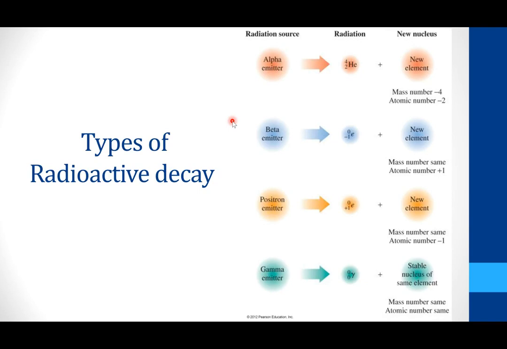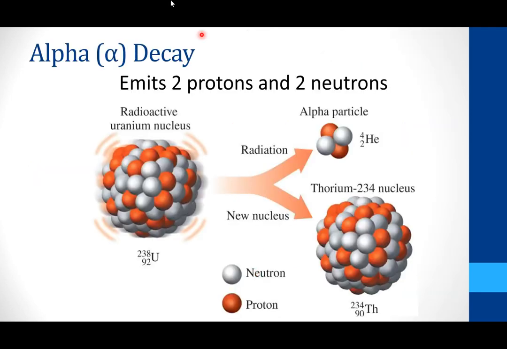There are going to be 4 types of radioactive decay or radiation that we talk about. This is just a summary slide. We're going to have alpha, beta, positron, and gamma. We'll work through each one of these nice and slow and see how we can follow this process. The first type of decay that we're going to talk about is alpha decay.